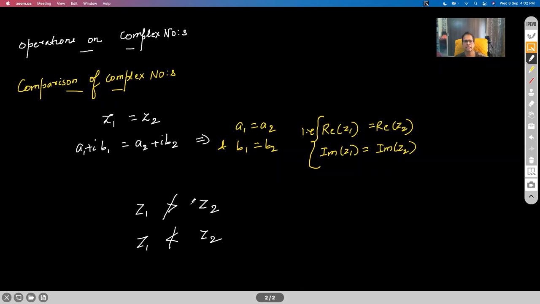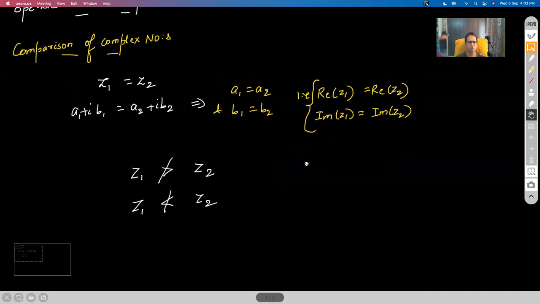If you say greater than or equal to, equality makes sense, but inequality doesn't. It is like you can't say one vector is more than the other vector or less than the other vector. Of course, you can say one vector's magnitude is more than the other's, but as a vector itself, you can't compare two vectors. Similarly, you can't compare two coordinates, because coordinates are treated as position vectors. You can definitely say the distance of one coordinate from the origin is more than the distance of the other, but as complex numbers, points, or vectors themselves, there is no inequality comparison between them. Is it fine? So this is about the comparison of complex numbers.